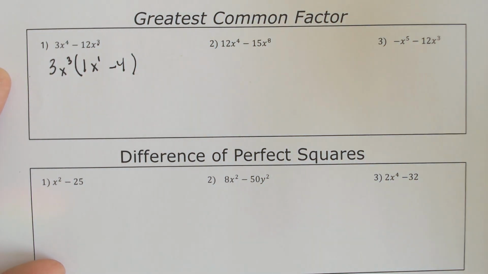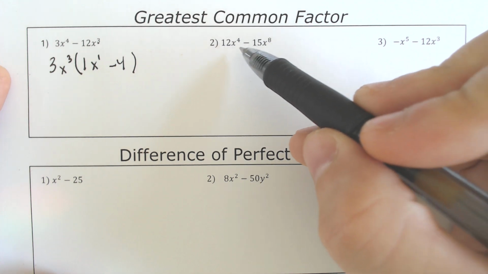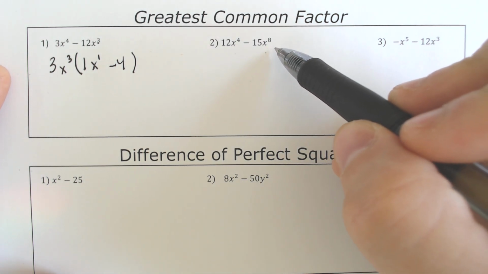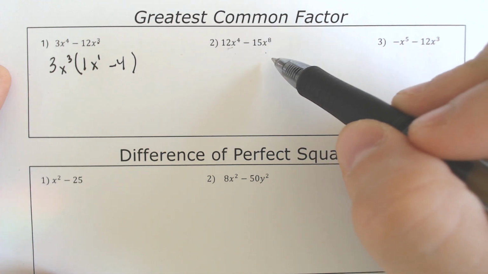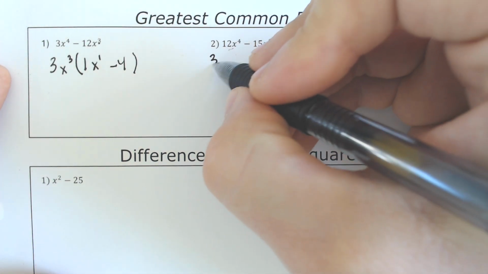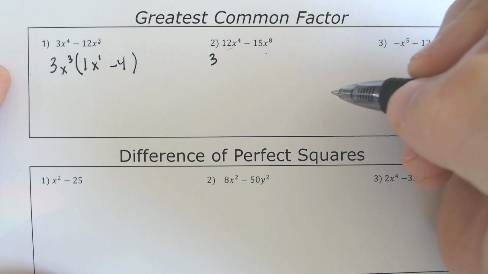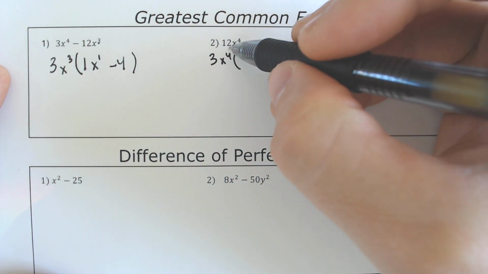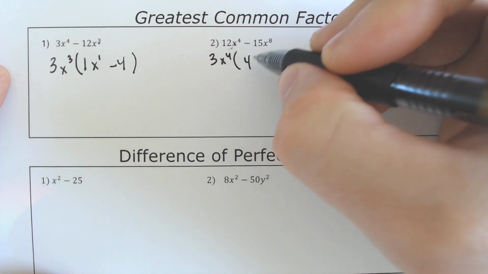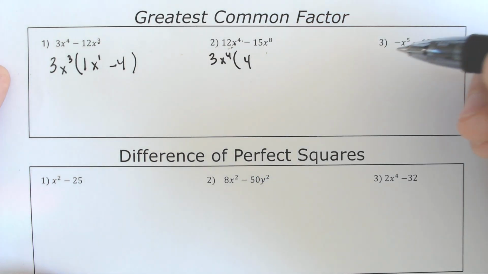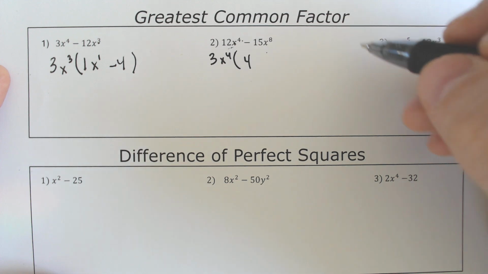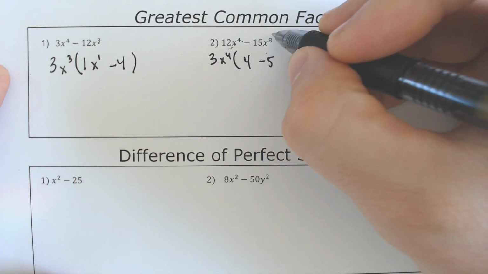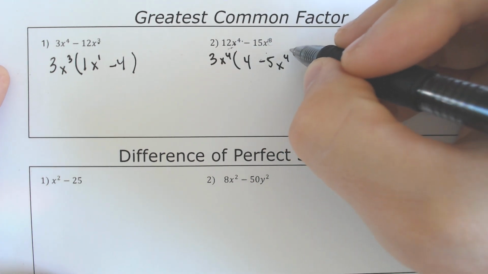Okay? Now, the next thing we have is a 12x to the fourth minus a 15x to the eighth. Well, here they both can't divide by 12, but they can both, again, divide by 3. Both 15 and 12 divide by 3. And then if we factor out an x to the fourth, because they both have at least an x to the fourth, you divide 12 by 3, you get 4. You take away an x to the fourth, you take away another x to the fourth, that goes away, canceling. And then if you divide 15 by 3, you get 5. Take away 4 x's from 8, you get x to the fourth.